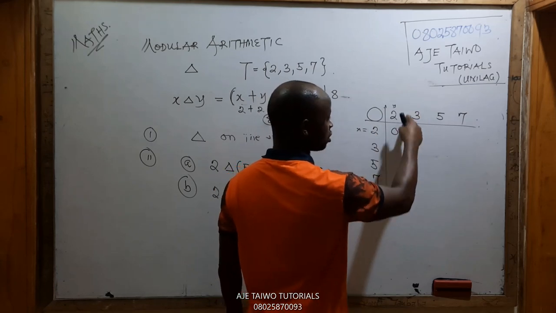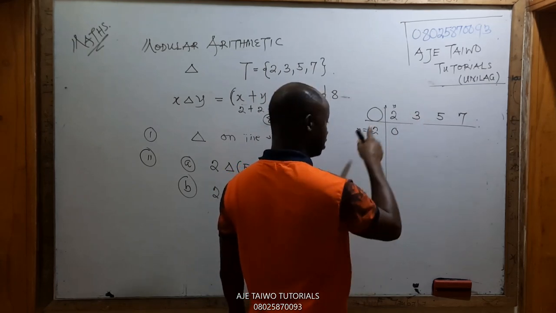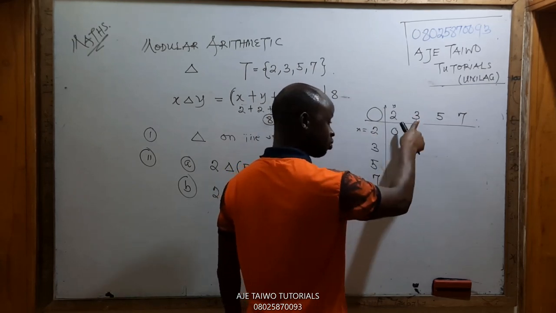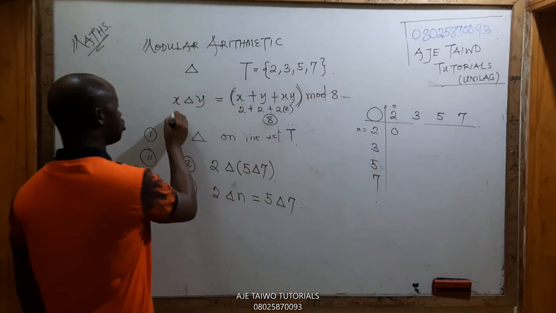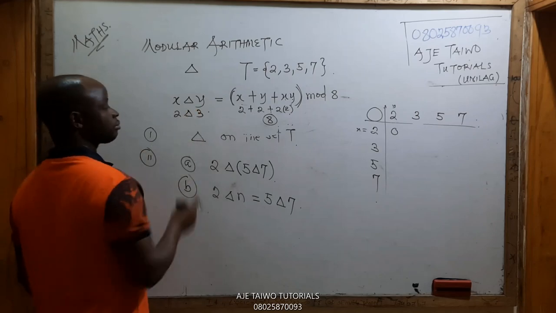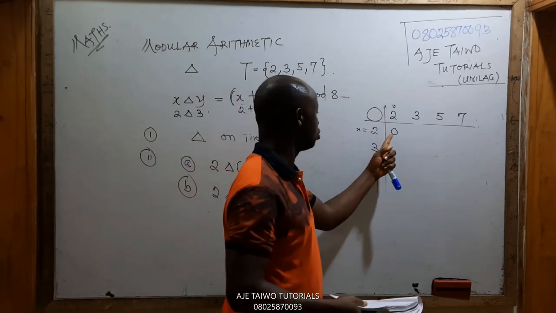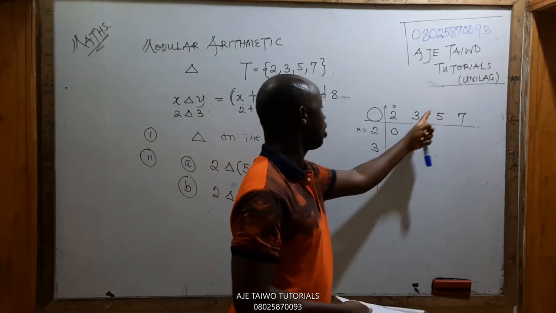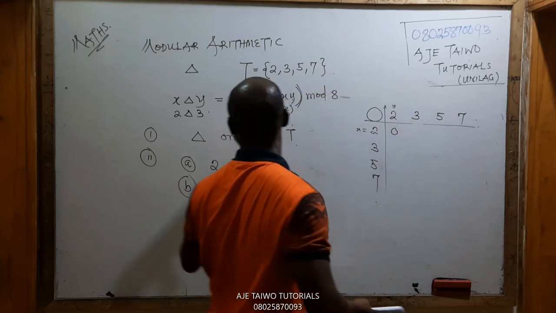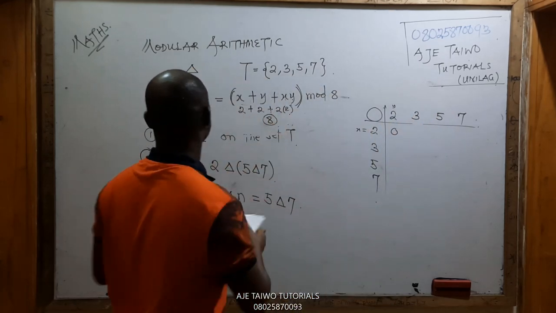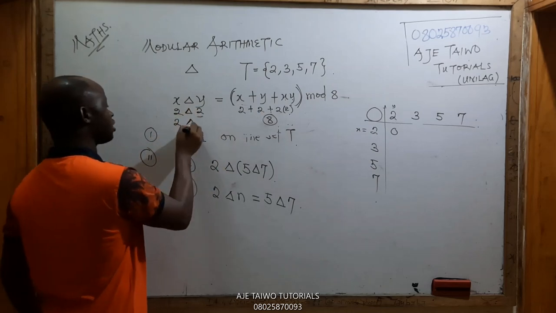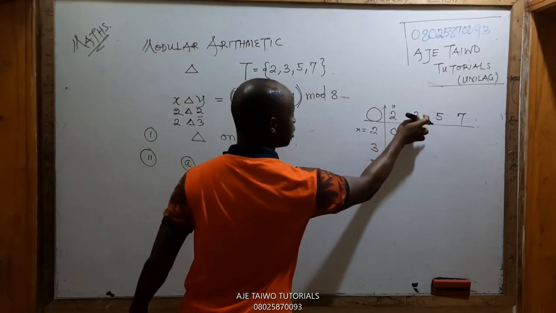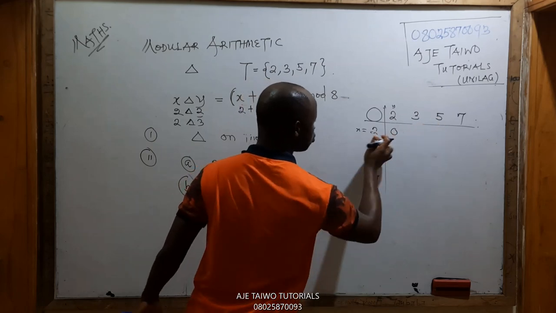So the next one, you have already fixed X as 2. This is the next Y now. So 2 and 3. You have done 2 and 2. You do 2 and 3, you do 2 and 5, you do 2 and 7. So 2 and 2 gave us this. Now do 2 and 3, 2 and 5, 2 and 7.